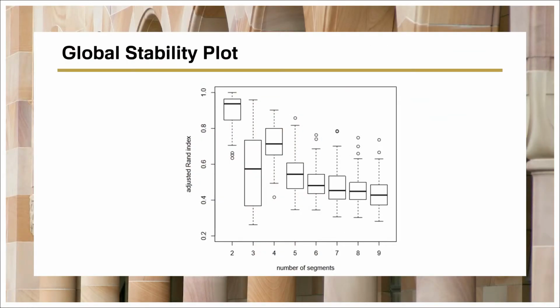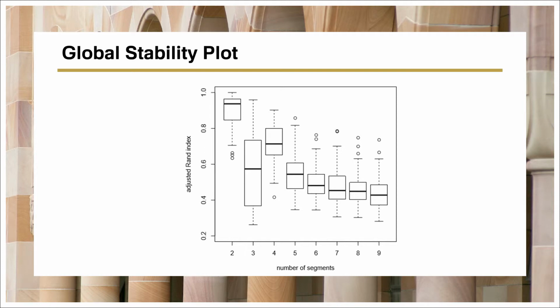Let's have a look at one of those global stability plots. The plot is a parallel box plot. It shows us for each number of segments extracted the distribution of the adjusted RAND index over 100 pairs of bootstrap samples. The horizontal line in the middle of the box is the median value, and at least 50% of all the adjusted RAND indices lie within the box. What we want to see is a high median value and a narrow box, because this tells us that we can consistently achieve high stability across replications.